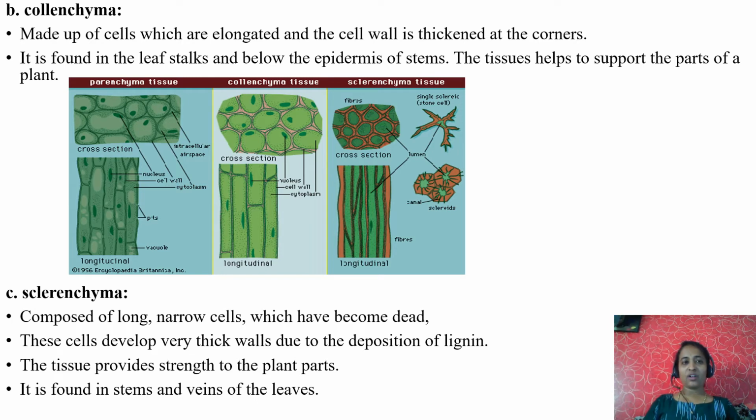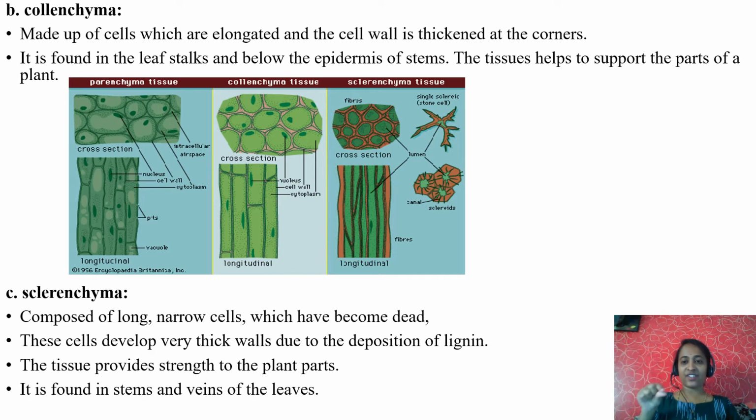Where is it found? Collenchyma cells, very important. You should learn properly where these tissues are located. Location is very important, and how cells look like. It is found in the leaf stalk below the epidermis of a stem. Leaf stalk in the sense how you hold the leaf. There should be a stalk, right?